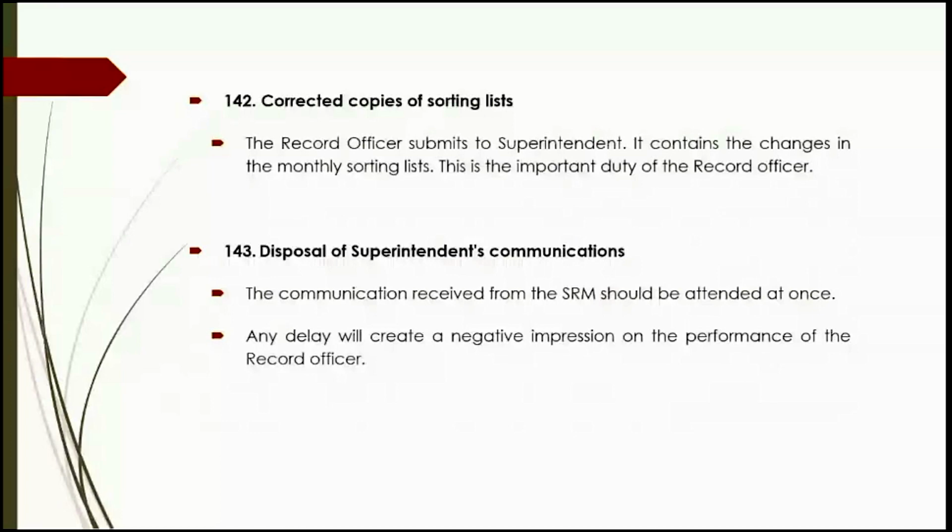143 is disposal of superintendent communication. Being the intermediary officer between the superintendent and the HSC, the mail agents, mail officers and sections, whatever communication the superintendent is giving to the mail office, he has to convey it, and he also has to convey it to the sorting assistants who are attached directly to him and attending the record office. So if there is any delay in communication of orders, then the performance of the record officer will be critically analyzed. Why? Because that is his basic duty. If there is a delay, it means that there is a delay in disposal of his basic duty. So it will create a negative impression.